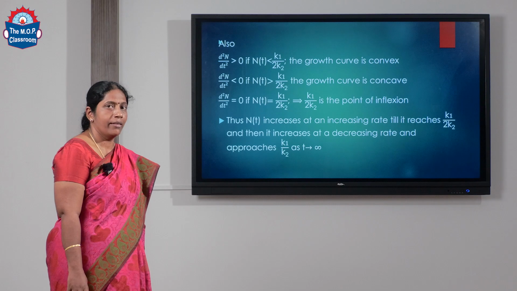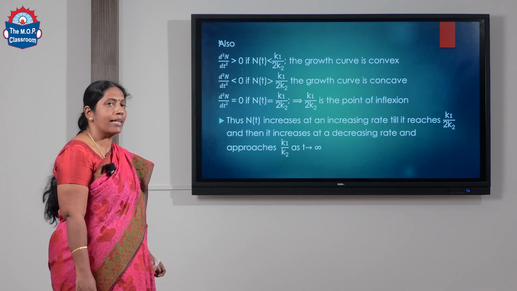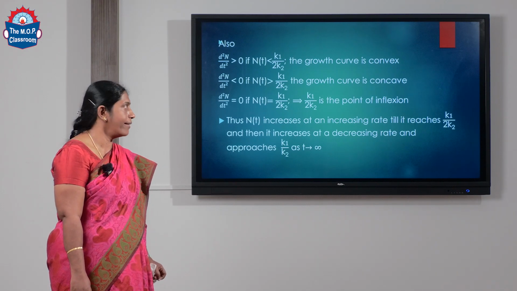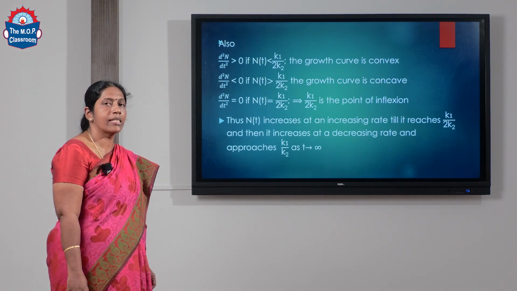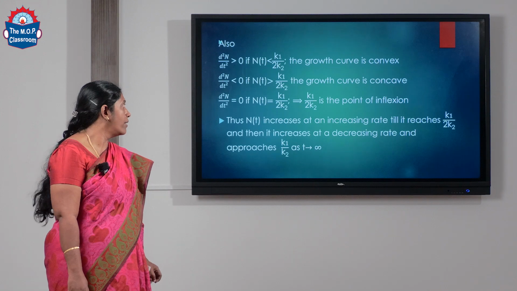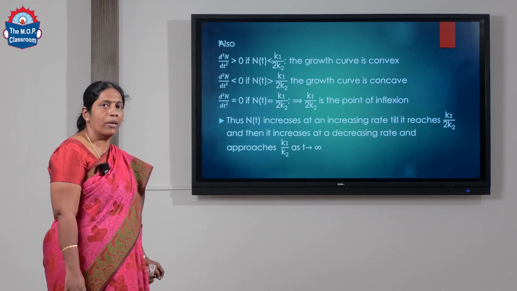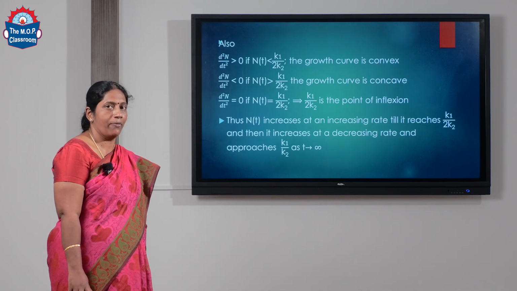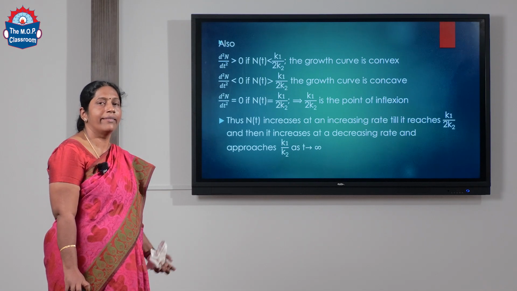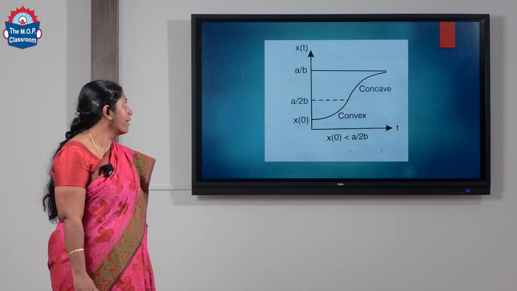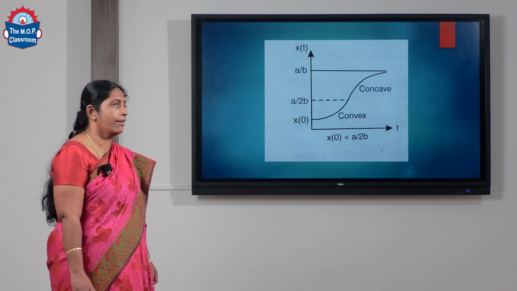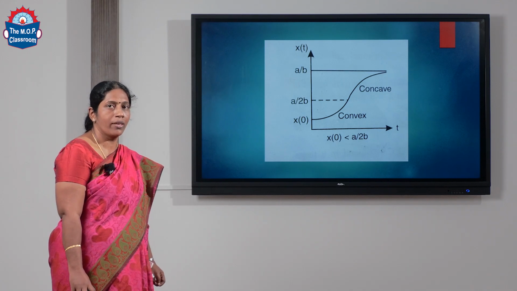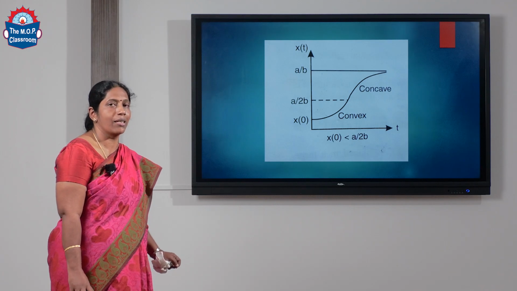Thus we can see that N of t increases at an increasing rate till it reaches half of K1 by K2 and then increases at a decreasing rate and approaches K1 by K2 as t tends to infinity. So the following theory is depicted in the graph, and we can see from the graph that the shape of the curve governing the population growth in a logistic model is sigmoidal.